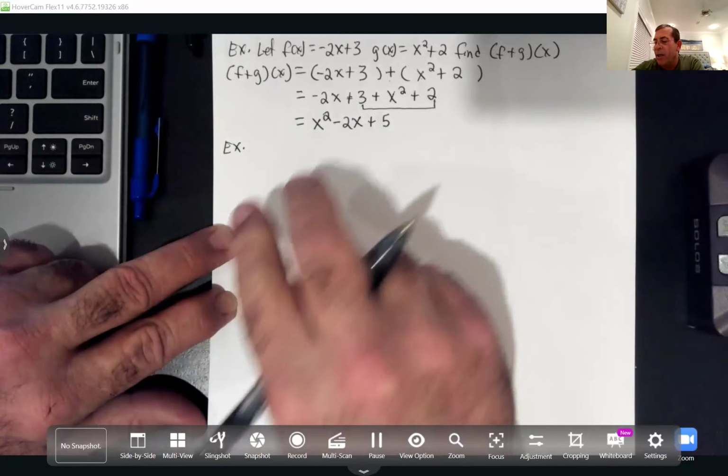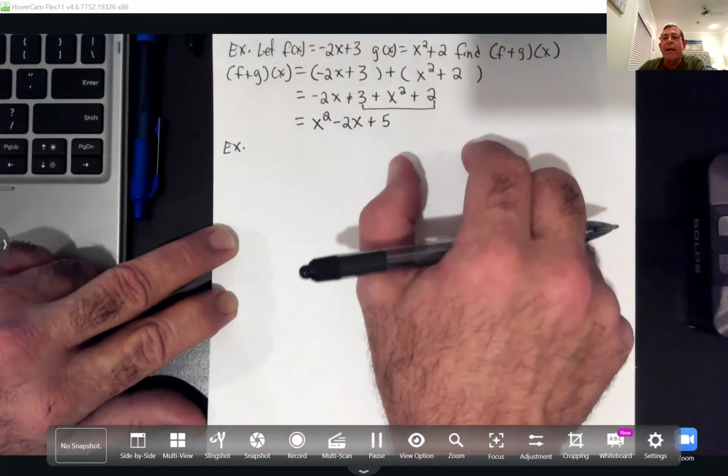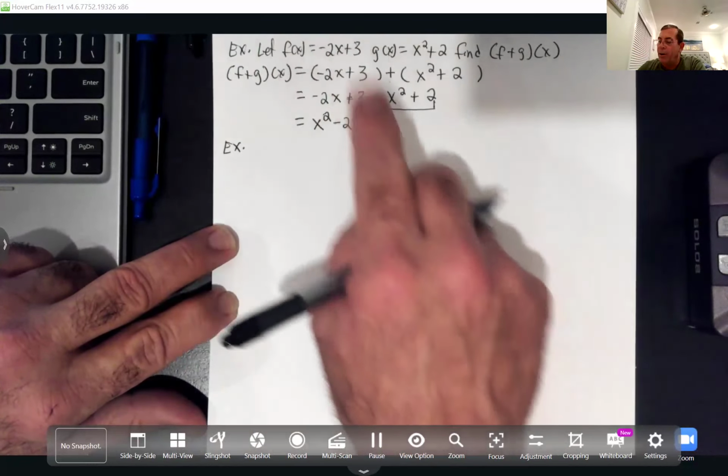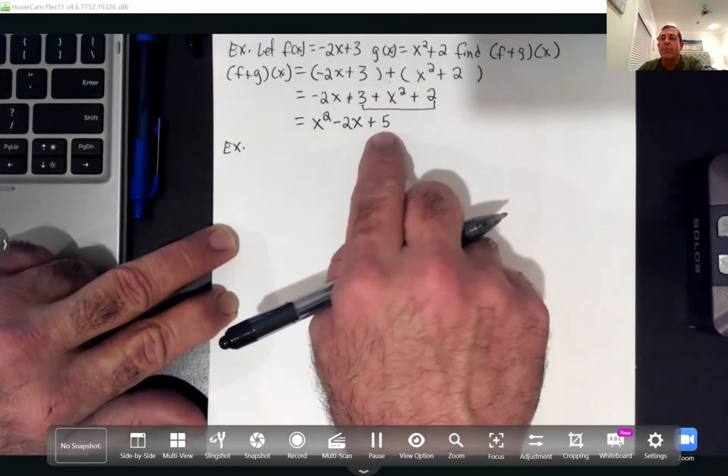So are you noticing? If I give you numbers here, it's worked all the way down to a single number. But if I give you a variable here, all you can do is break it down to like terms. Okay?